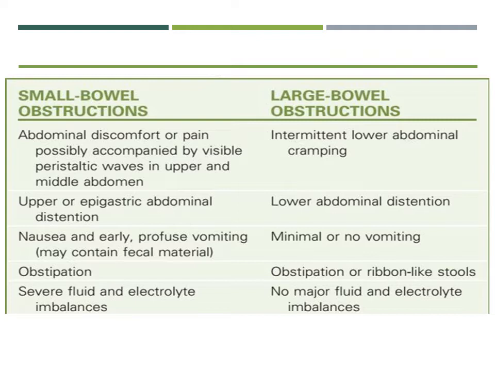Severe fluid and electrolyte imbalance. Well, for sure, because you're vomiting up all the nutrients, all the electrolytes that were in your small bowel and your stomach, and you have large amounts of vomiting. There's no valve that's stopping it. Metabolic alkalosis because of all the acid that you're vomiting up from your stomach. Okay. Look at large bowel obstruction.